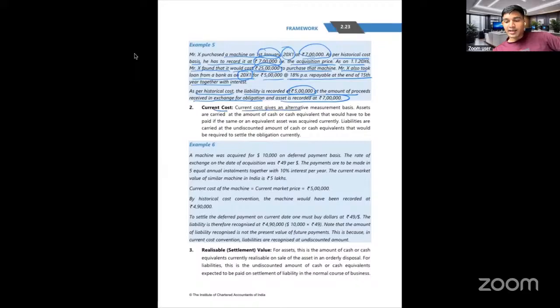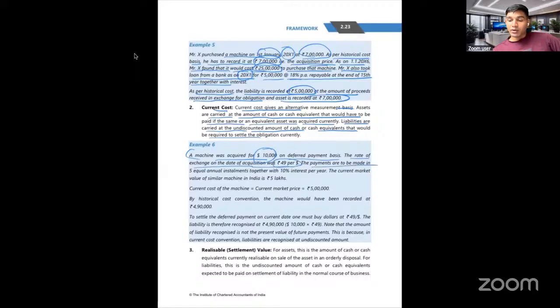The current cost gives an alternative measurement basis. Assets are carried at the amount of cash or cash equivalent that would have to be paid if the same or an equivalent asset was acquired currently. Liabilities are carried at the undiscounted amount of cash or cash equivalent that would be required to settle the obligation currently. Suppose a machine was acquired for 10,000 dollars on a deferred payment basis, and the rate of exchange at the time of acquisition was rupees 49 per dollar.